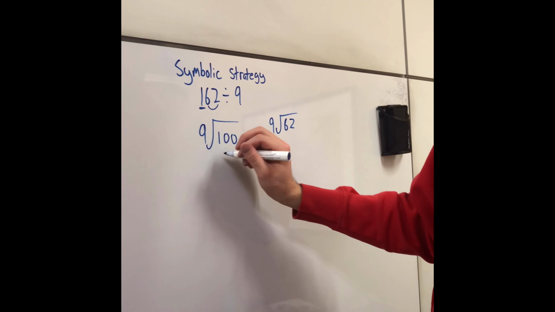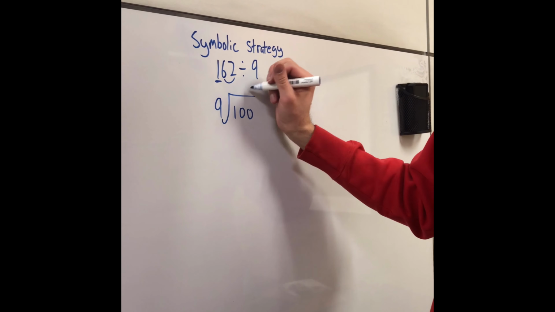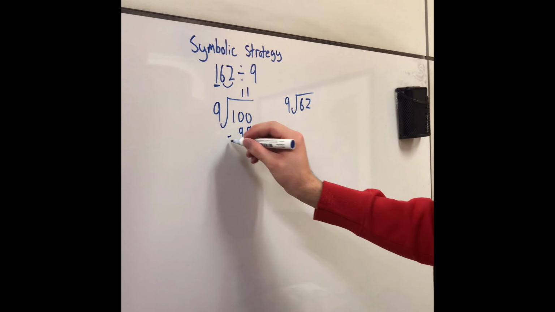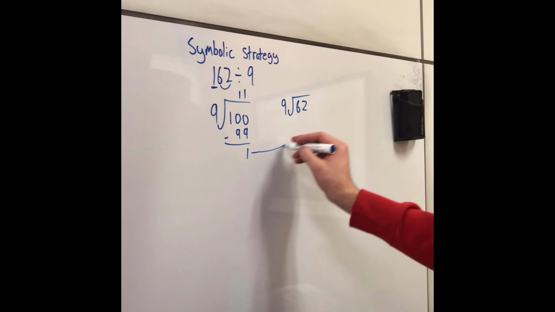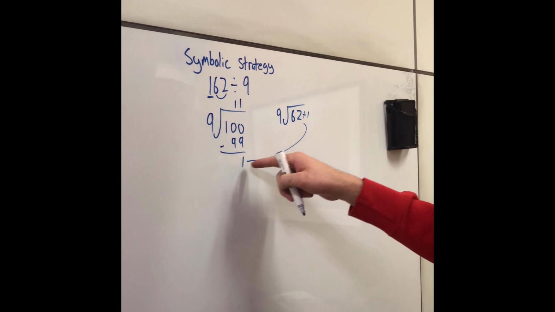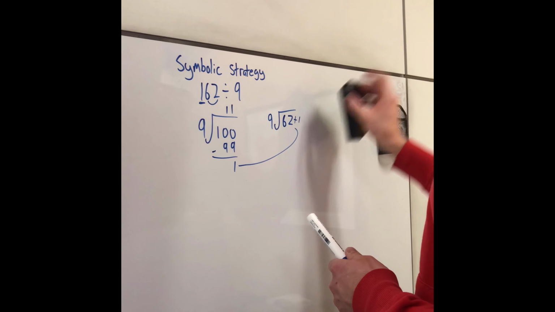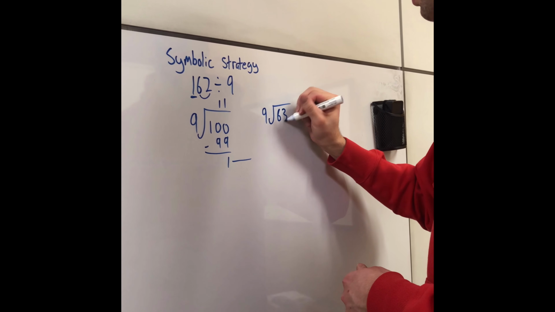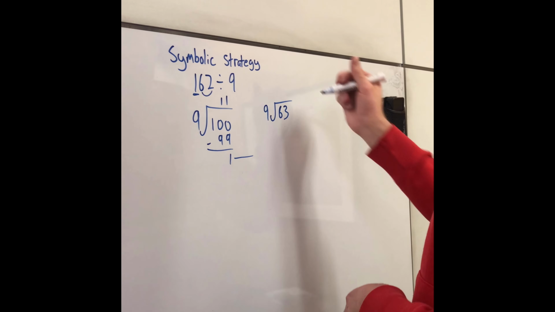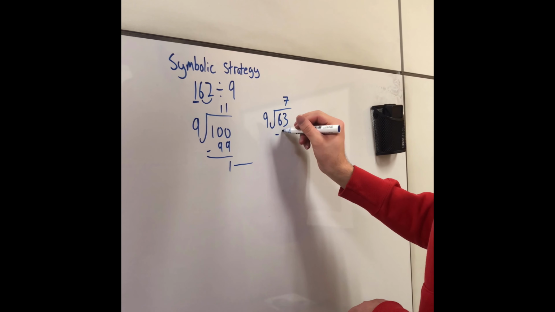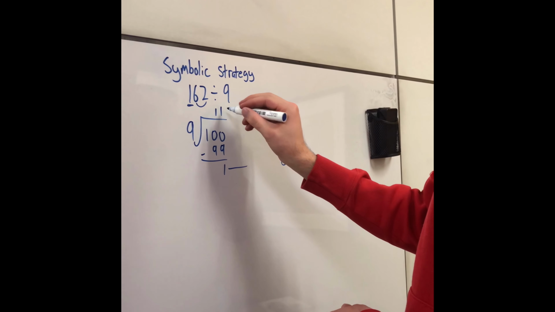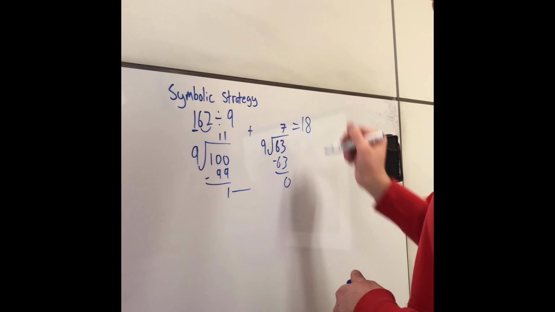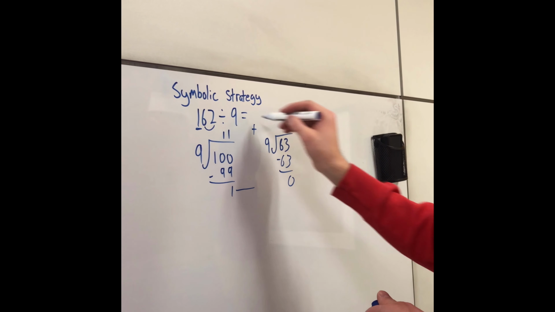Good job, Tom. All right, so we know that 9 goes into 100 11 times, as 9 times 11 is 99. So then we have 1 remaining, and I'm going to put that 1 up there, and add it to that 62. Now that becomes 63. So now we have 9 divided by 63. Now I know from my 9 times tables that it equals 7. Yes, all right, so then we're left with 0. Now we're going to add both those answers together to get our final answer, which is, of course, 18.